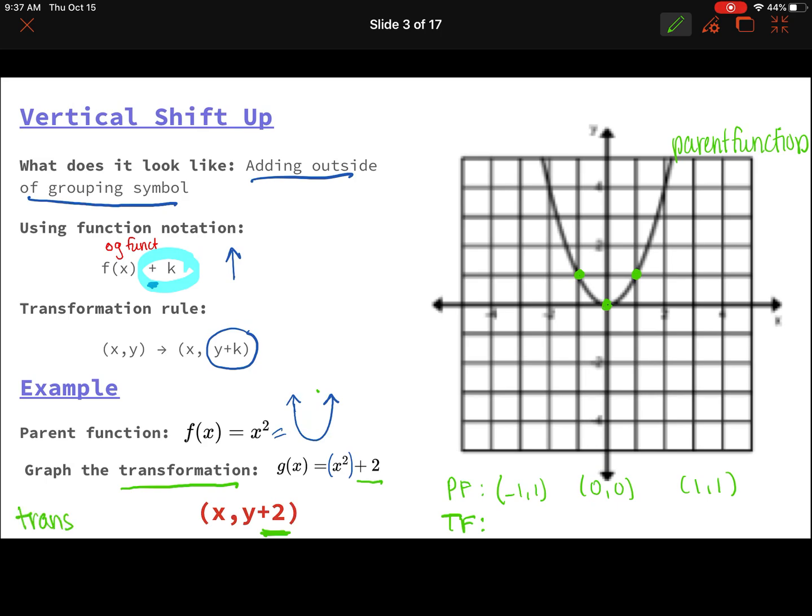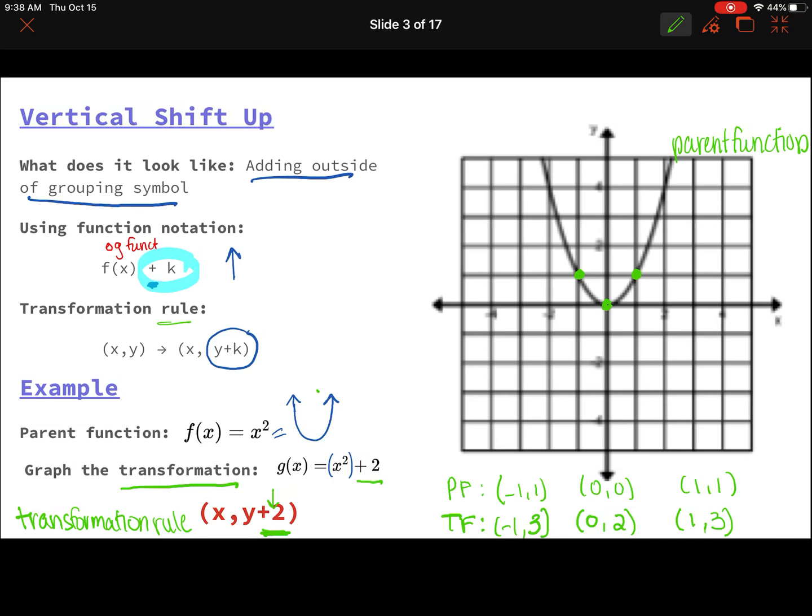Okay, this is what the rule will look like, this is my transformation rule for this example. So it's y plus 2. That means we are not touching any of our x coordinates. So that -1 is going to stay the same, but then we are going to add 2 to 1. So this becomes -1, 3. My x stays the same, and now 0 plus 2 is 2. My x stays the same, now 1 plus 2 is 3.